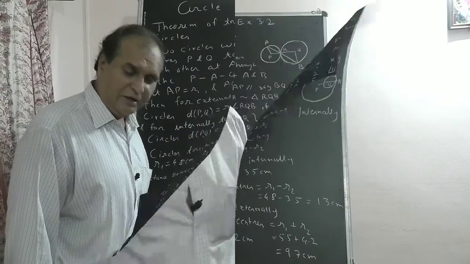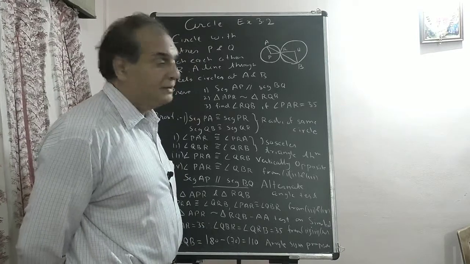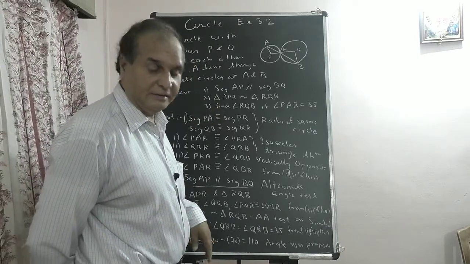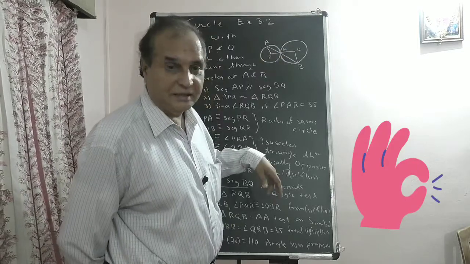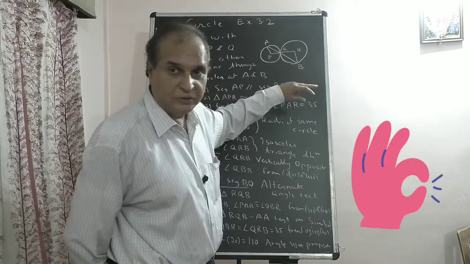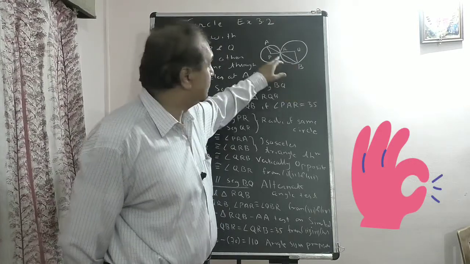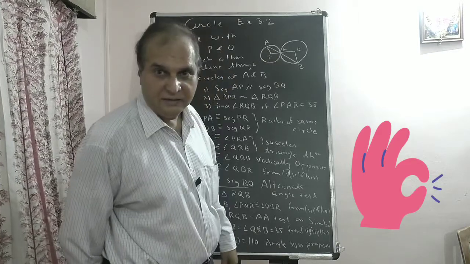Okay, we'll go ahead. Sum number 4. See, the figure is given here. Very easy sum, don't worry. Two circles touch each other at R. The centers of the circles are P and Q. Another line through R intersects the circles at A and B.